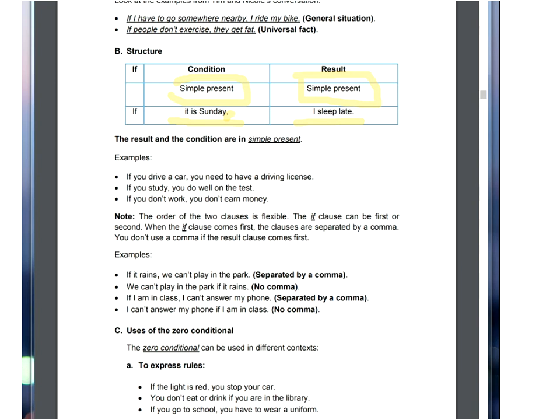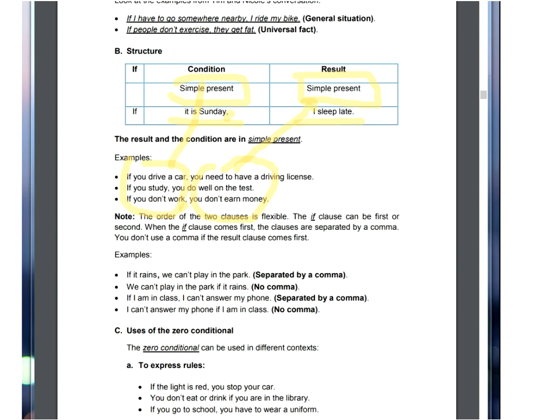Other examples, if you drive a car, comma, you need to have a driving license. Example number 2, if you study, comma, you do well on the test. Example number 3, if you don't work, you don't earn money. So both the condition is in present and the result is in present too.